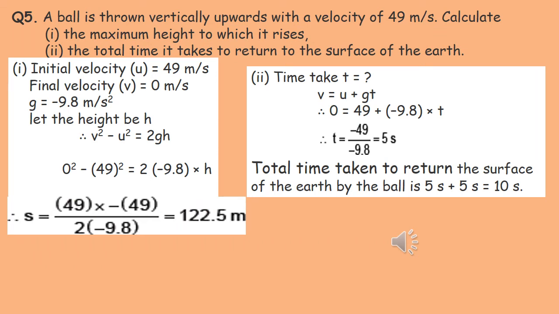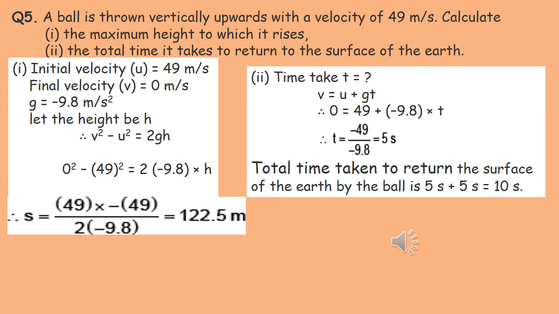Question number 5. A ball is thrown vertically upwards with a velocity of 49 meter per second. Calculate in first part the maximum height to which it rises. Part 2. The total time it takes to return to the surface of earth.